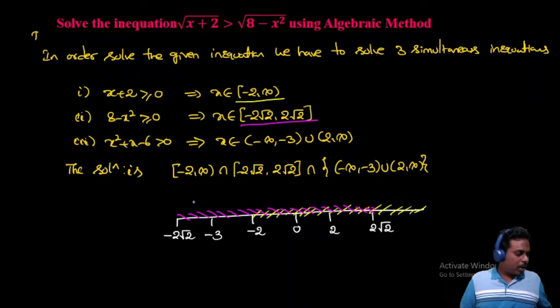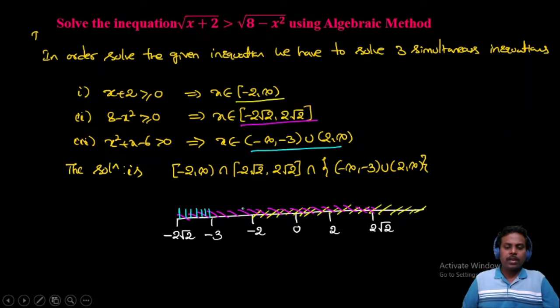Okay, now I'll use the next one. That means I'll shade this part, minus infinity to minus 3. So minus infinity to minus 3 is this one, and 2 to infinity means 2 to infinity. So from this part it will shade.